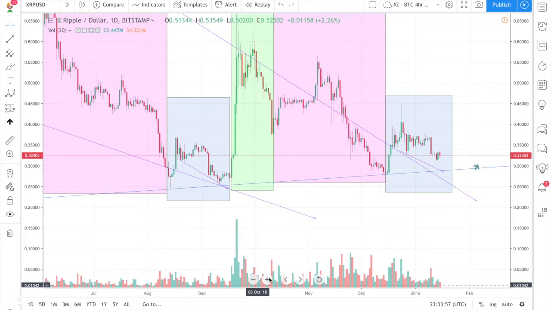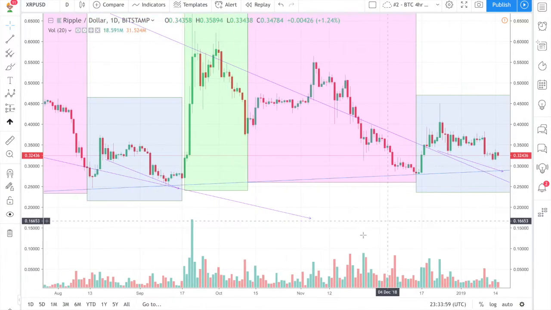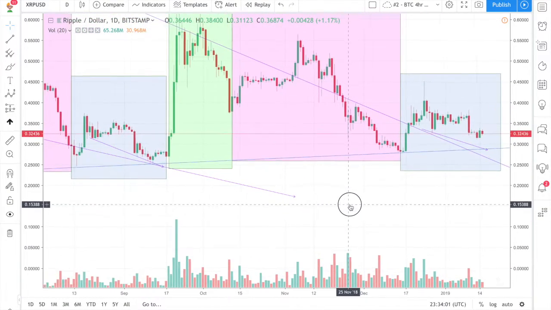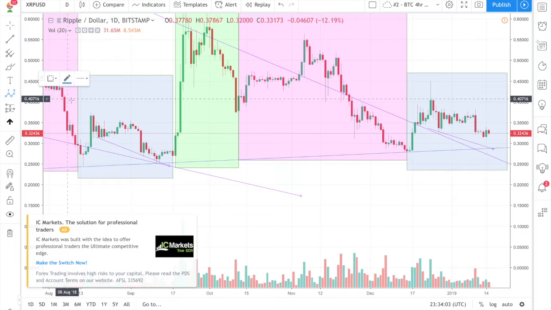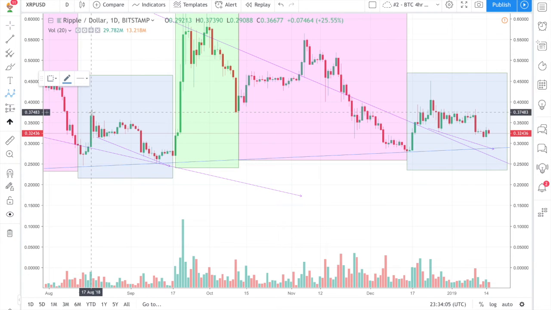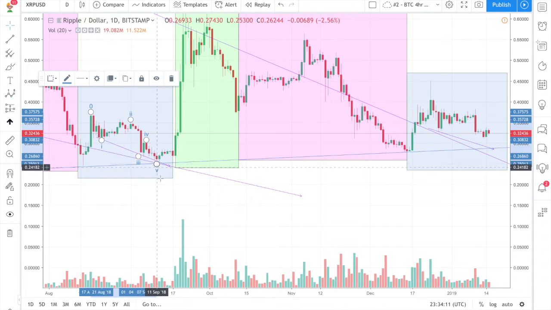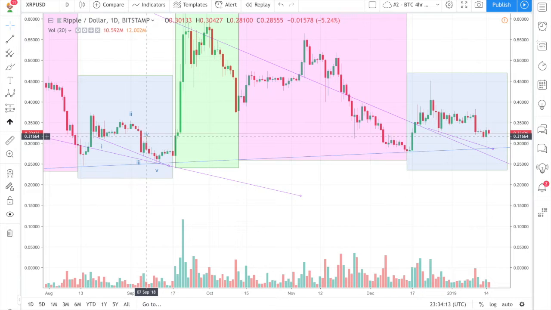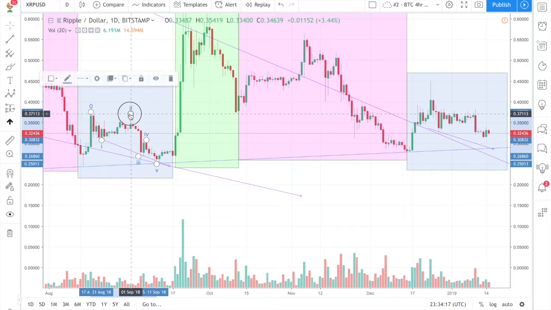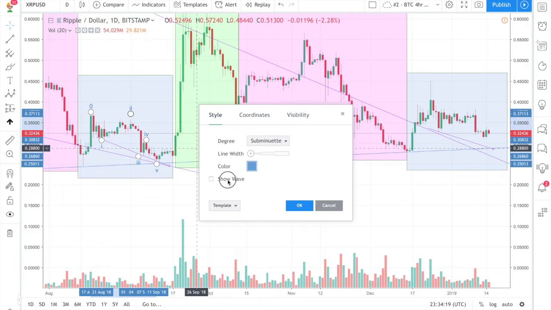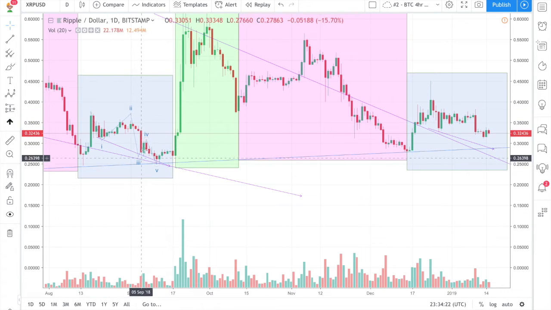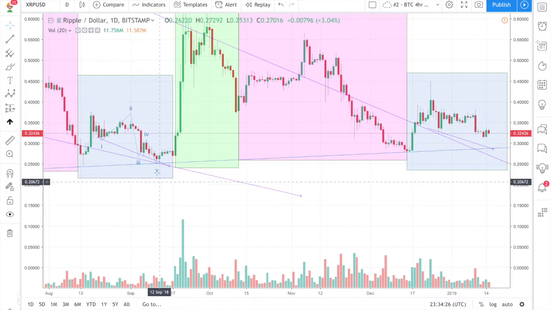So if we zoom in on this one here, you can see that we've made a 1, 2, 3, 4, 5. I'll just fill those waves in so you can see those. Right, so that's pretty good. This wave 4 doesn't retrace into wave 1 territory, that's fine.